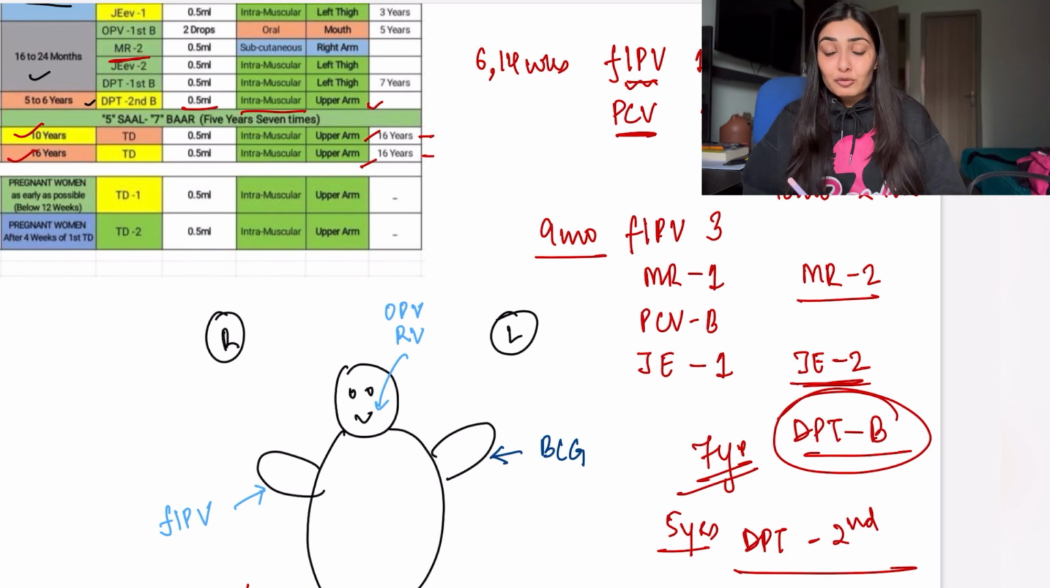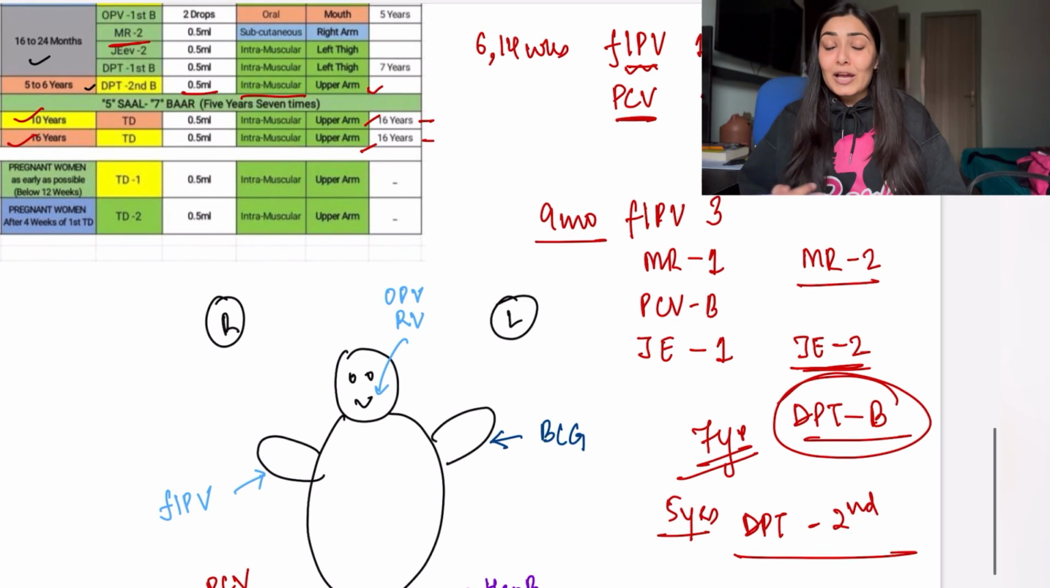Lastly, for the pregnant woman, we know as soon as the pregnancy is diagnosed, before 12 weeks, we give the first TT booster, intramuscular 0.5 ml. And after 4 weeks of the first dose, we repeat this booster.